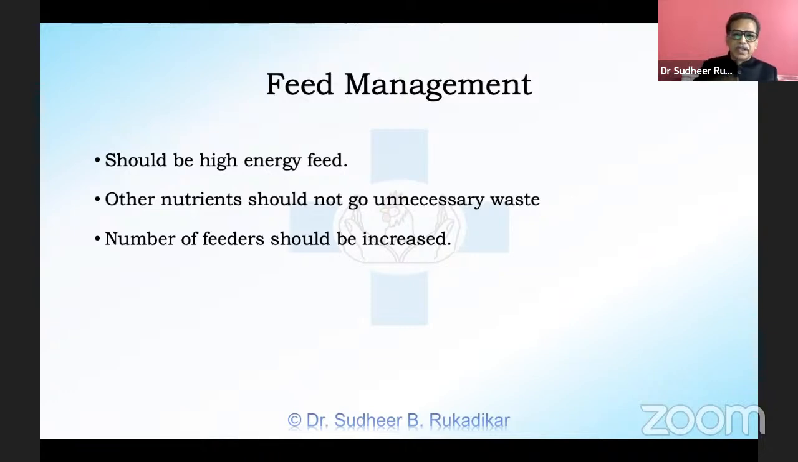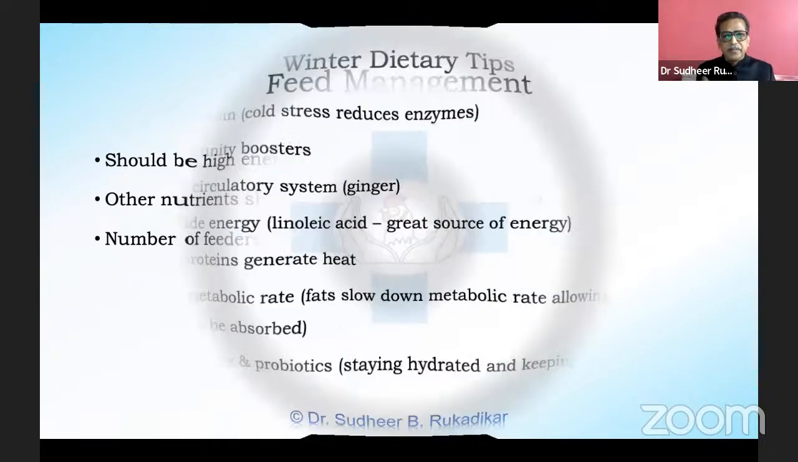Then the number of feeders we should increase, because the birds are reluctant to move to conserve the energy. If you put a feeder at a little nearer place than in other seasons, they will be tempted to eat. Otherwise, they will sit at one place. So increase the number of feeders so that birds will be consuming more and more feed.